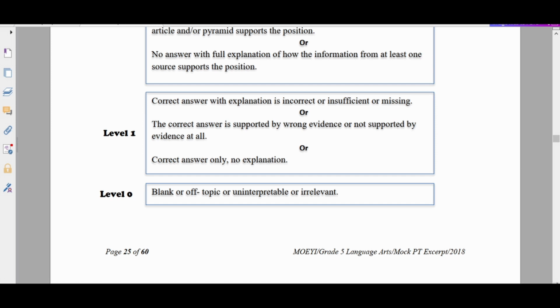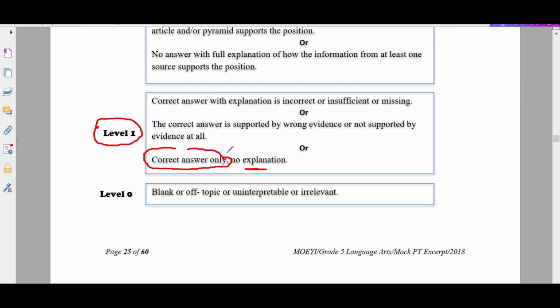Correct answer with explanation is incorrect. Correct answer with explanation, or it is incorrect or insufficient or something is missing. The correct answer is supported by the wrong evidence or not supported by evidence at all. And this is level 1. Correct answer only, no explanation. So can you imagine you have the correct answer, yes, you have the correct answer. And if you have no explanation, people, here it is. I am stuck at a level 1.